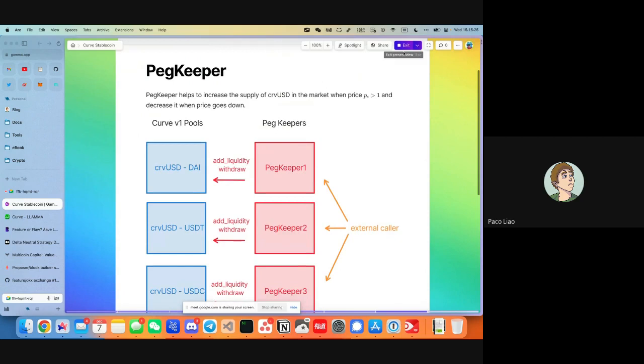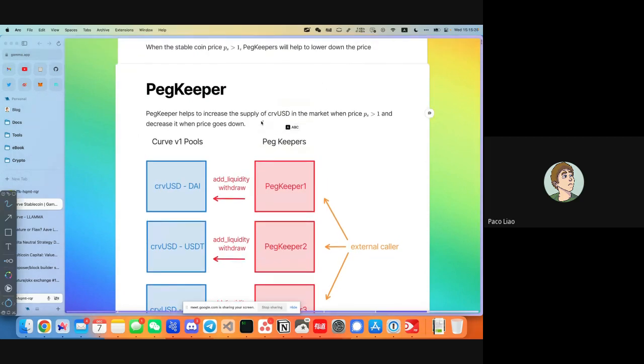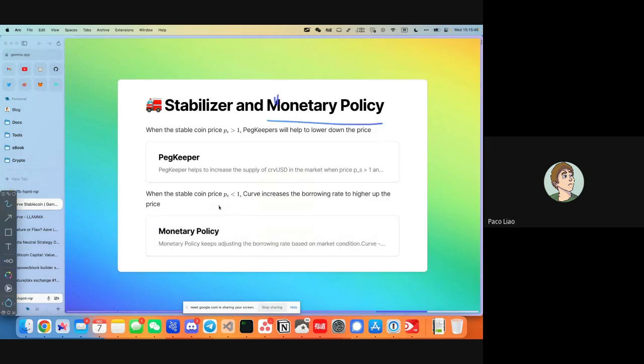Okay. I think this is easy when the Curve USD price is greater than 1, because some other users may mint Curve USD and sell to the market, so it's easy to maintain the price and lower the price when the price is higher than 1. And when the stablecoin price is lower than 1, Curve will increase the borrowing rate to raise the price, and they will increase the borrowing rate through this monetary policy contract.